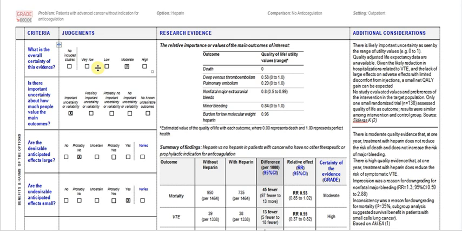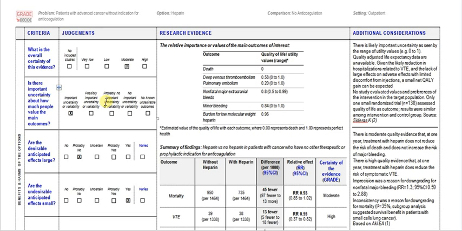In the third row, the panel must consider whether there is uncertainty about how much people value the main outcomes, or in other words, the relative importance they place on the outcomes. Patients' values and preferences towards intervention options and the potential consequences of those options will have an impact on the recommendation that is made.